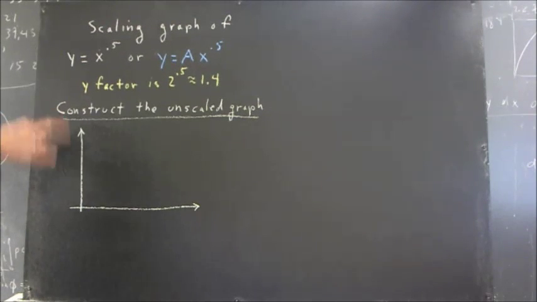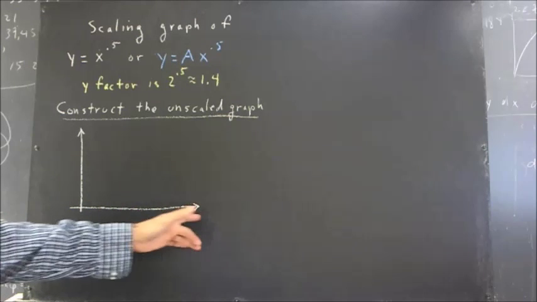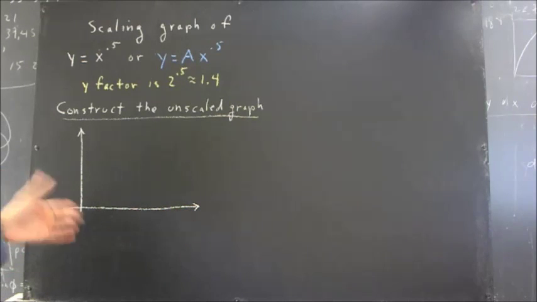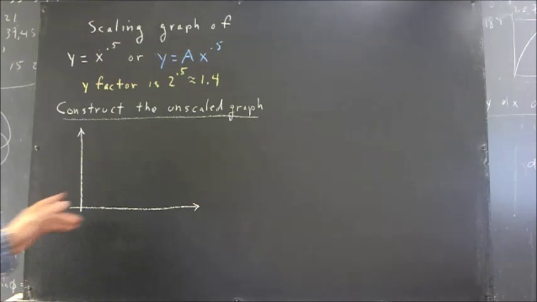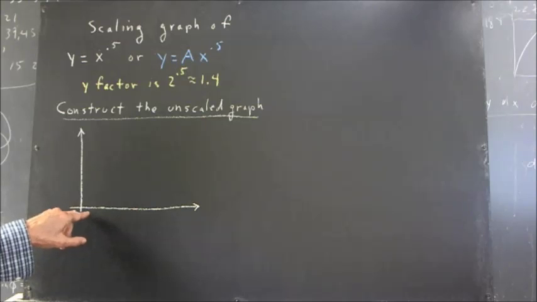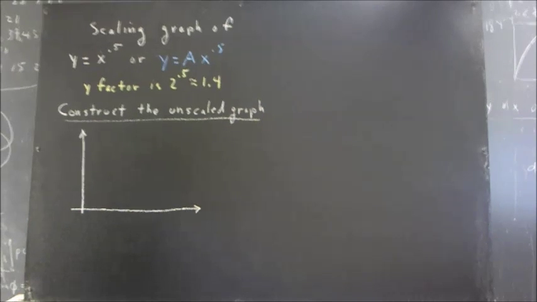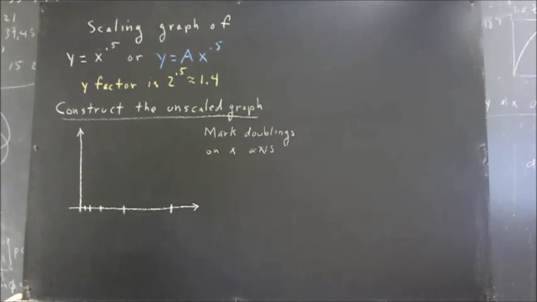So here's a set of coordinate axes, and what we want to do is mark the x-axis without actually indicating a scale. We want to mark the x-axis in such a way that our marks indicate x values that successively double. So I'll do that off camera. And that's now been done.